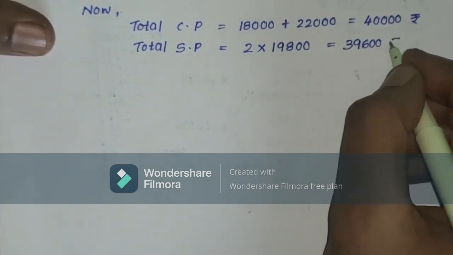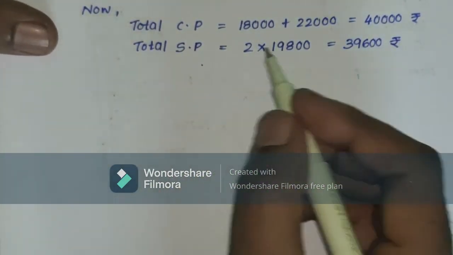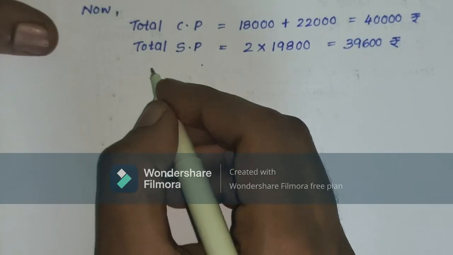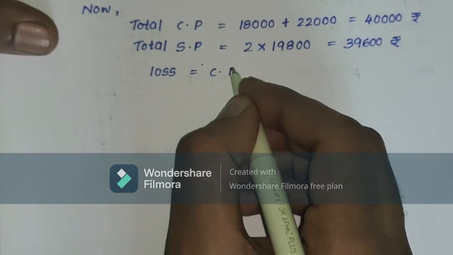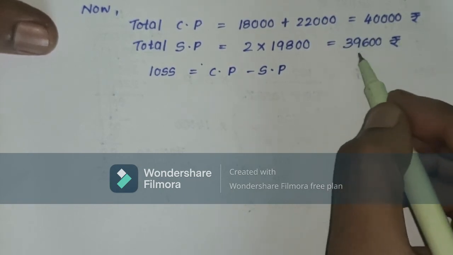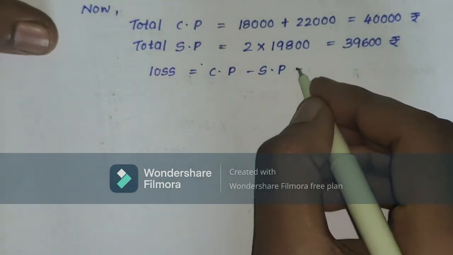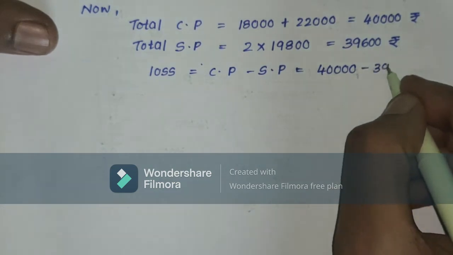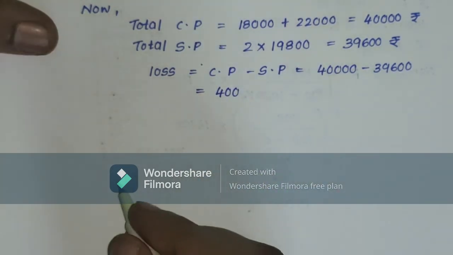Student, this is the total SP. And now why are we finding out total CP and total SP? Because we know here the selling price is less than the CP, right? That means we will get a loss. Yeah, obviously we will get a loss. So let us see, the loss amount is CP minus SP, student. And you know, if we add 400, this will become 40,000. That means when we subtract 39,600 from 40,000, we will get 400. So just write down, student, 40,000 minus 39,600 will give you 400. So 400 is the loss amount, student.